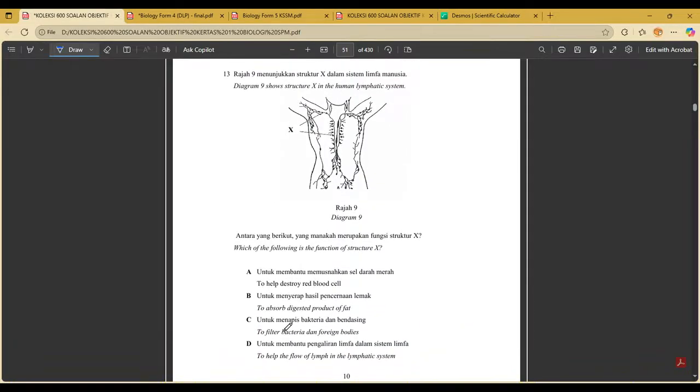Diagram 9 shows structure X in the human lymphatic system. Which of the following is a function of structure X? Yeah, we've already done this before, but I didn't find the page in the textbooks for it, so I have no idea. I don't think it's to destroy red blood cell. If it does, it destroys like dead red blood cells. It might be a filter. I think it's a filter maybe.